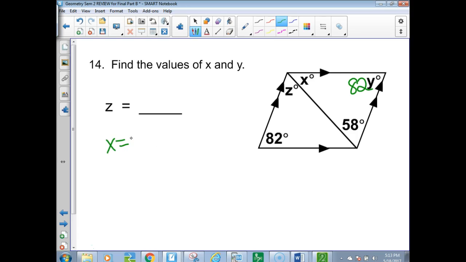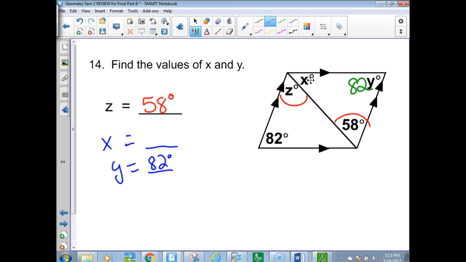So x degrees, I'll find out in a second. I already found y. So I'm going to have a blank for x, and I'm going to find y, which I just did. That's 82. Now, if angle y is 82, we can find z really fast because we got parallel lines, alternate interior angles are congruent. So let's use that property and get 58 degrees for z.